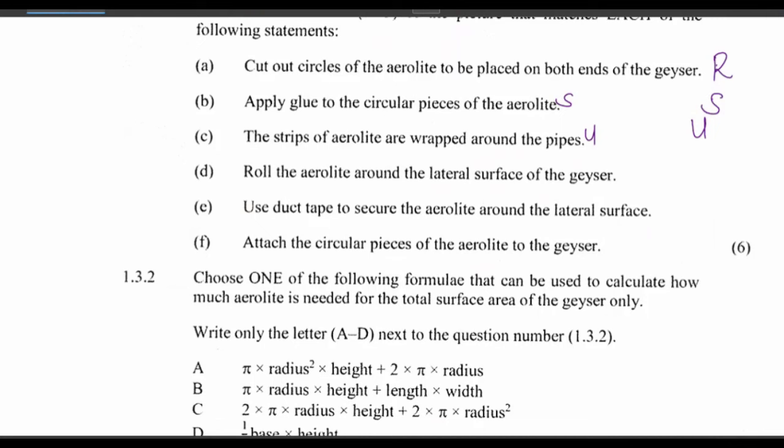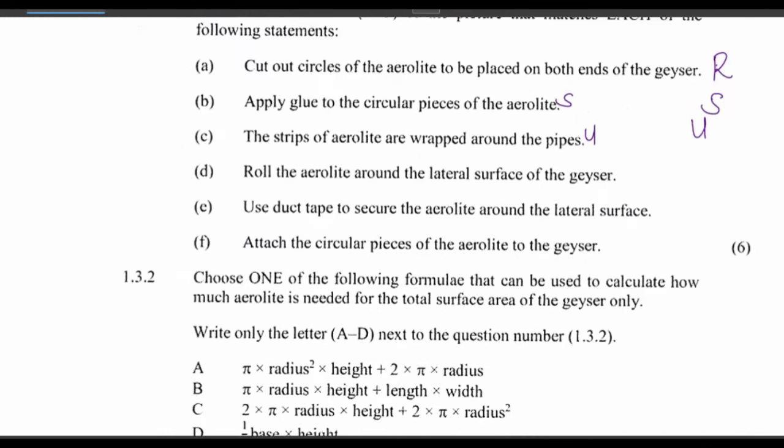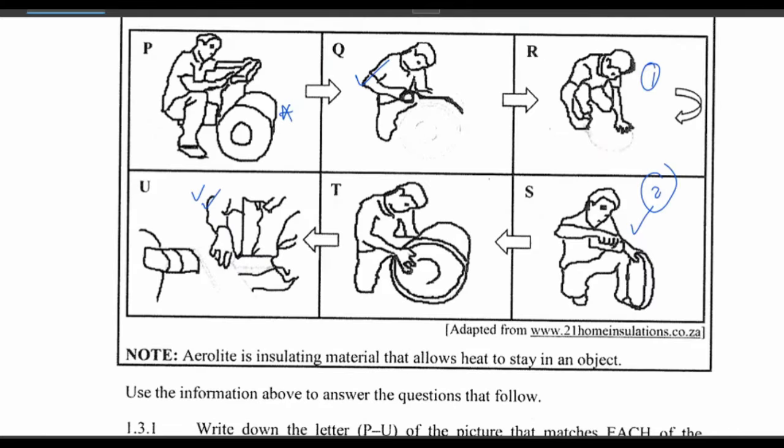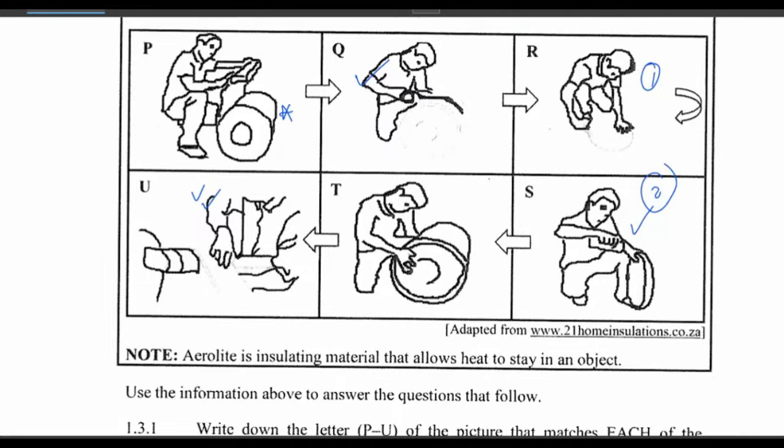Roll the lateral surface of the geyser. So it's this one here, P. Use the duct tape. What you see, that was Q. Attach the circular pieces. Okay. There's this T.